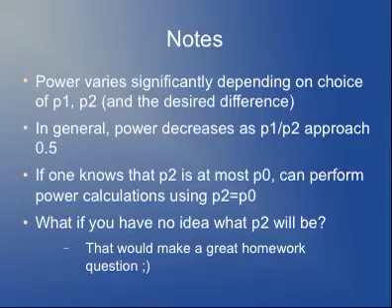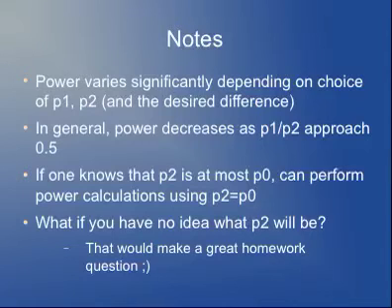And in general, power varies depending on the choice of P1 and P2 and the desired difference between P1 and P2. And in general, the closer your P1 and P2 are to 0.5, the lower your power is going to be. And so if you can say that your P2 is at most some specified value P0, then you can say P2 equals whatever that worst case scenario is, P1 equals P2 minus whatever difference you want to detect, and that will give you the best possible power.